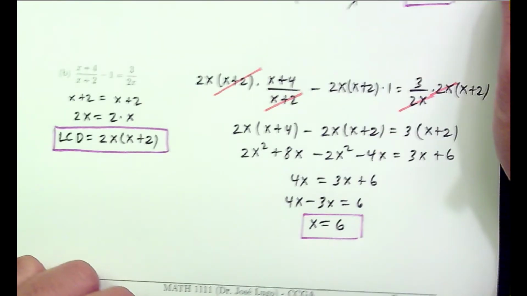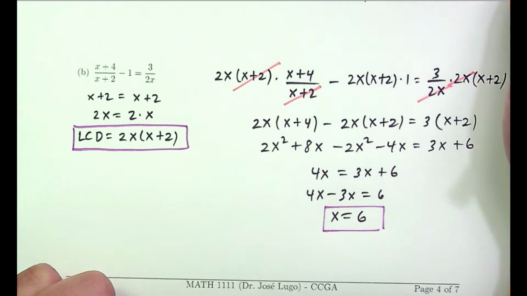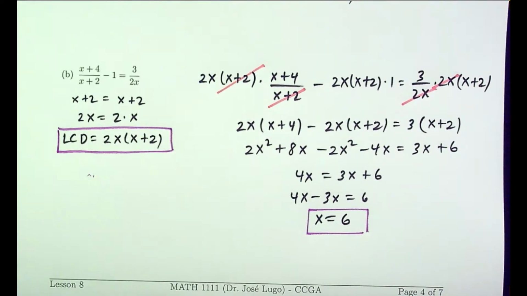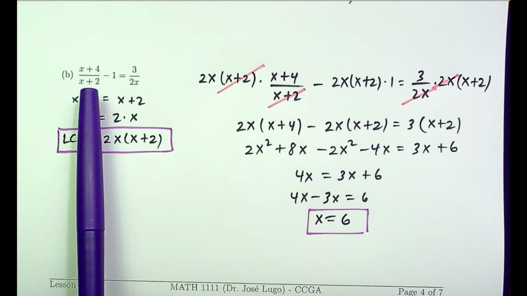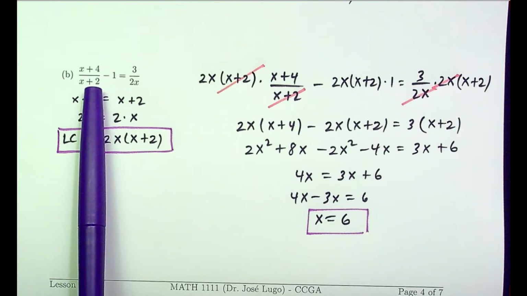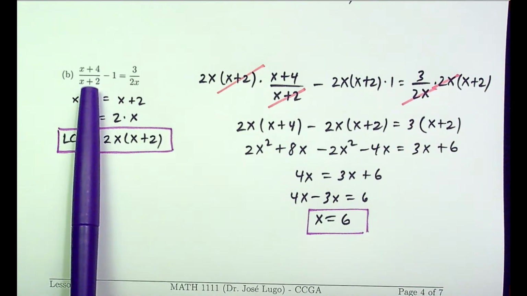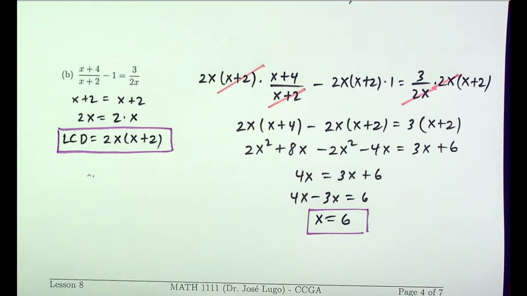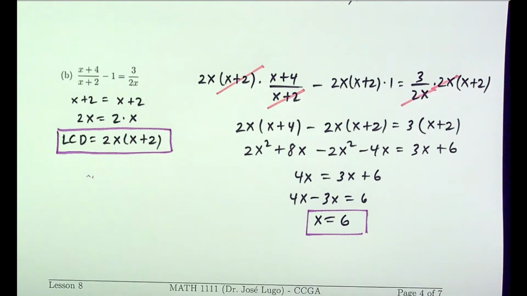Okay? Once you find x, you have to make sure that it doesn't make any of the fractions have a 0 on the bottom when you plug it in. If I plug in 6, x equals 6 here, the bottom becomes 8 here, which is good, it's fine, that's not 0. And here it would become 12, okay? So none of the denominators become 0, so that means it's good. As long as there's no mistakes, that's the correct solution to this equation.